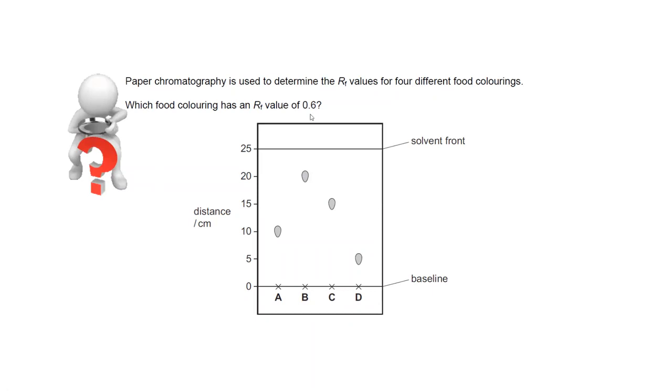Another question. Paper chromatography is used to determine the RF value of 4 different food colorings. So there are 4 different food colorings. Which food coloring has a RF value of 0.6?